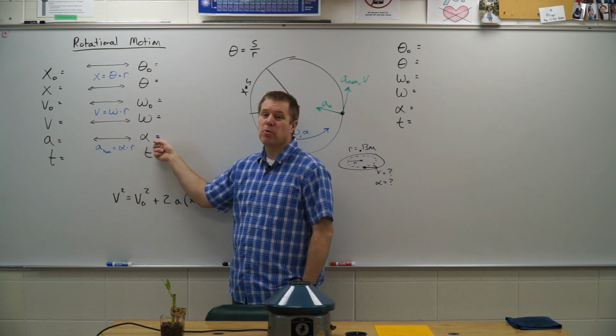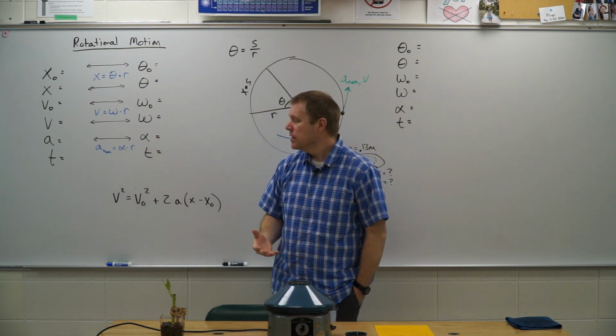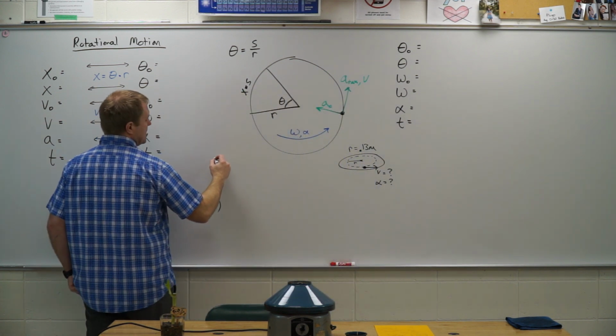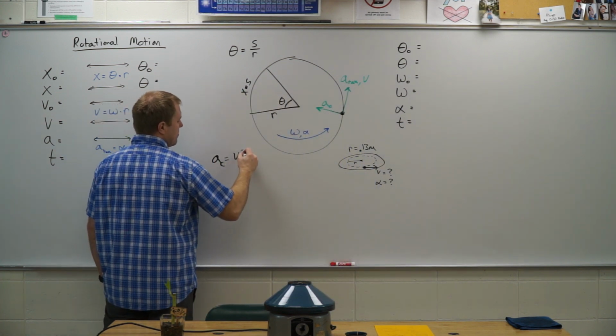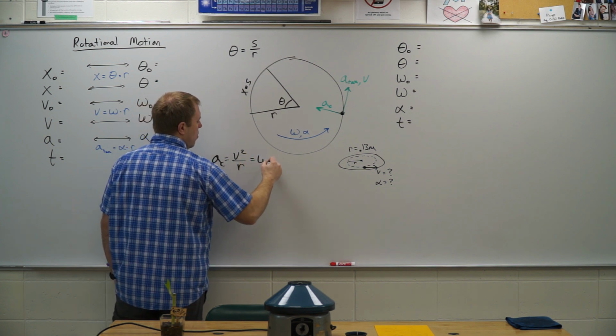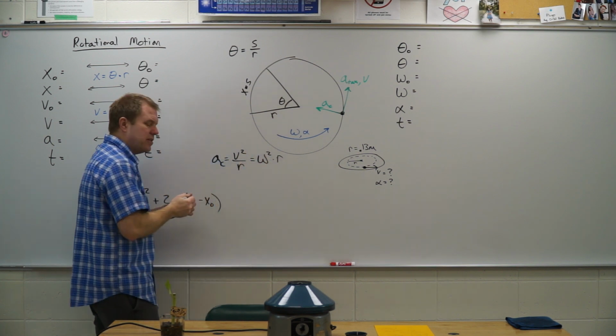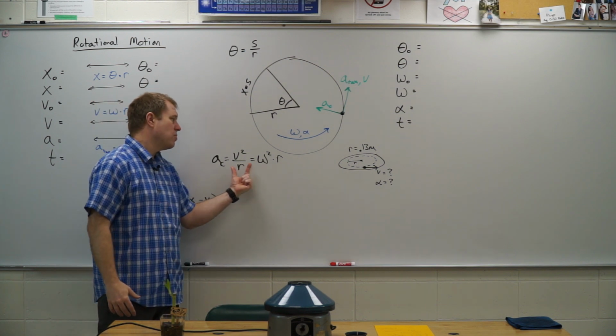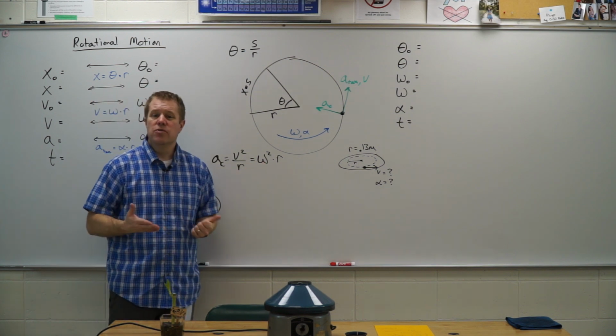Is it speeding up or slowing down angularly? Okay. For a C, we do have a couple equations we can write. So a C is going to be either v squared over r or omega squared times r. Depending on which situation you're in, whether you're dealing with linear quantities or angular quantities, you can pick which one to use there.